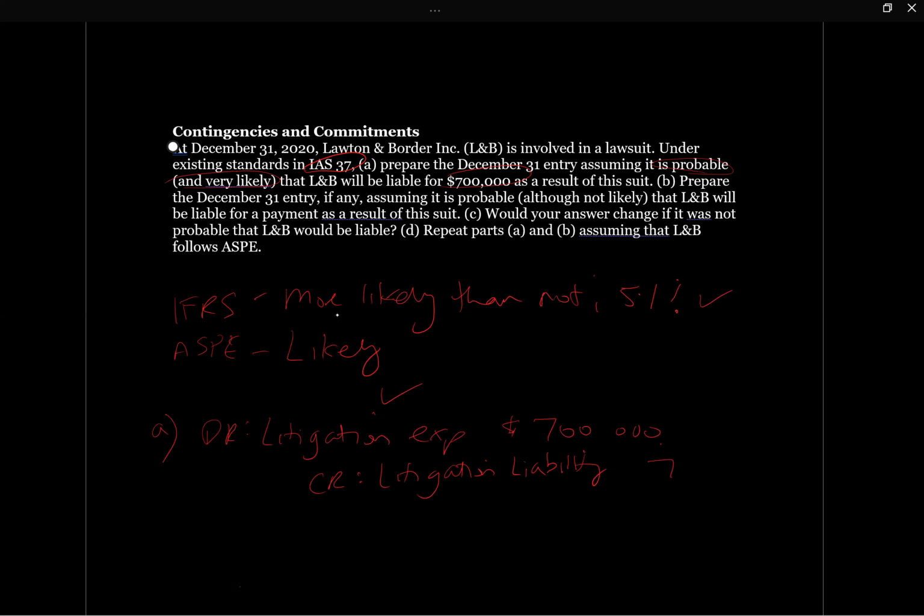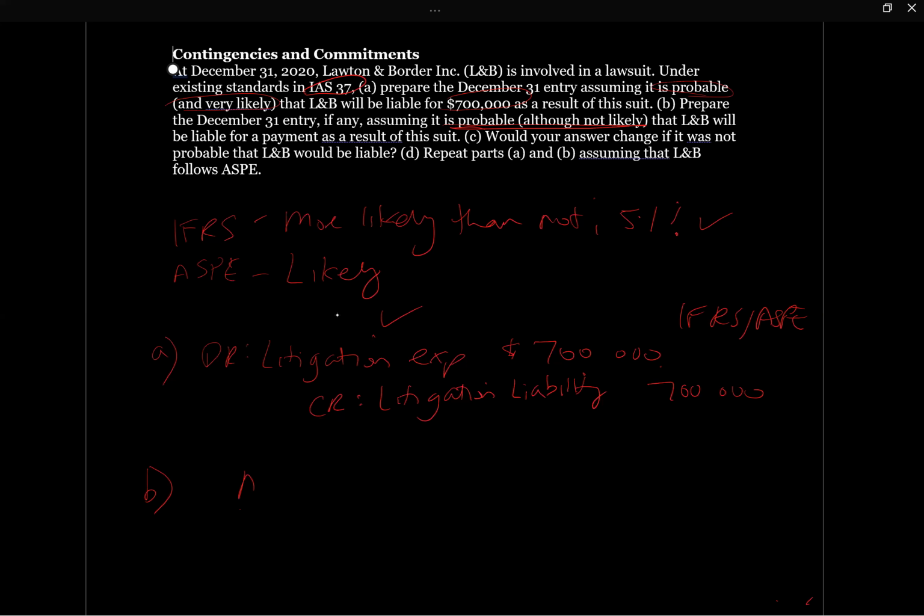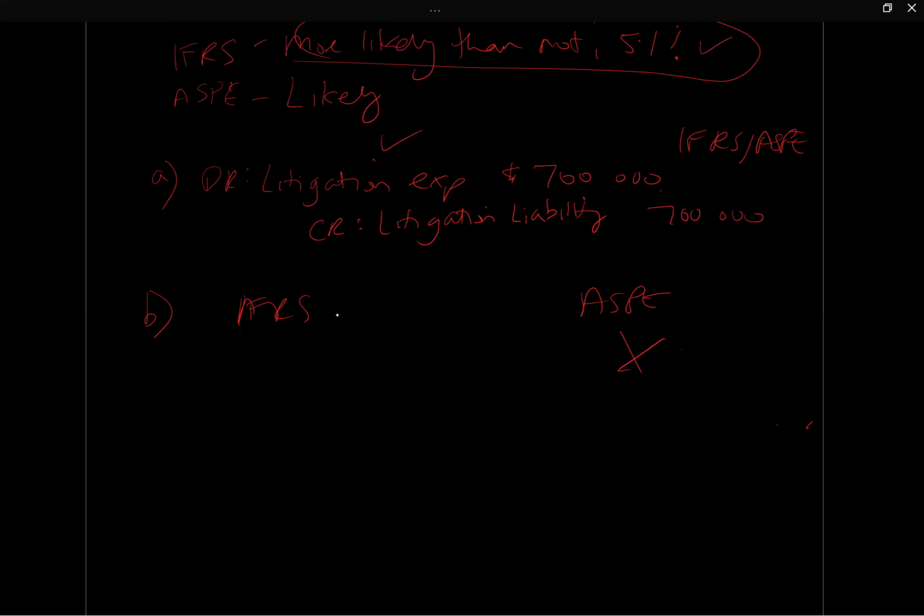So B, we've got probable but not likely. So let's put IFRS here and let's put ASPE here. So it's probable, which means this one is really about probable, but it's not likely. So under ASPE, we're going to have no entry. It's not likely. But under IFRS, because it's probable, then we're going to have the same entry up here, debit litigation expense, credit litigation liability. It's going to be this 700,000.